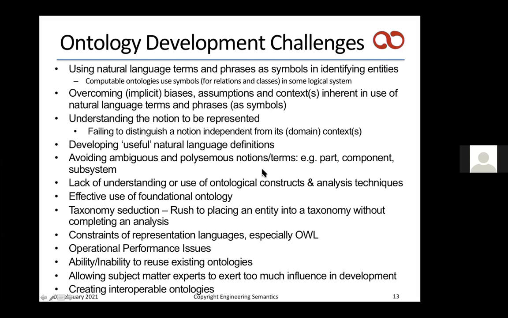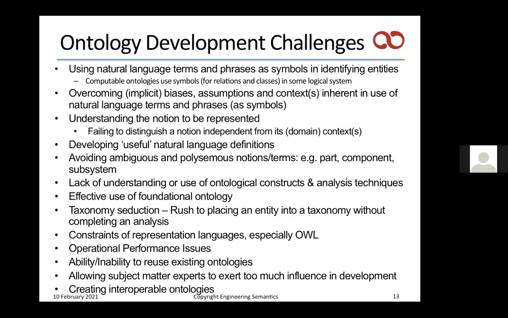I'm sorry, I have to go back. Part is not necessarily, well, actually it is a polysemous notion. It should never be considered as a noun. The part is a role that something plays. So things like the term component, I'm sure many people have heard that. Subsystem, those are just absolutely ambiguous terms and should be banished from consideration when you're building an ontology.